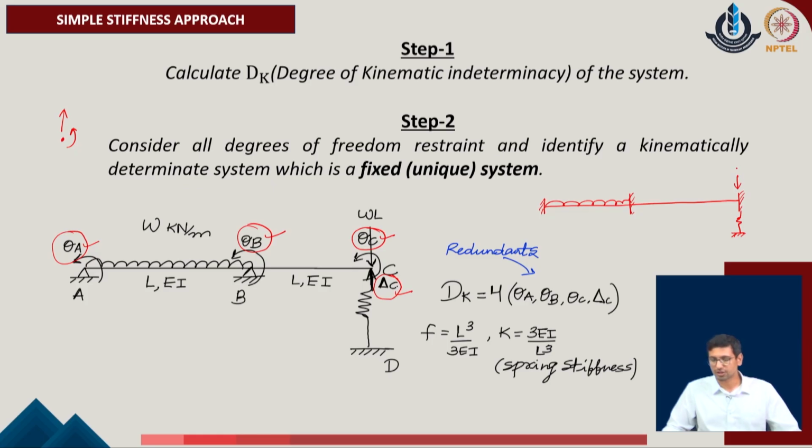We consider that this is one part of the system which is not the same. Along with that, we also release the individual degrees of freedom one by one. So theta A, theta B, theta C and delta C are released one by one, and that substitution on top of this given system will give us the same original problem which we want to solve.